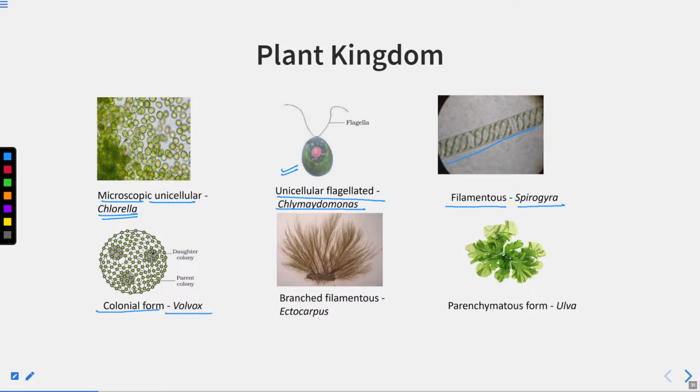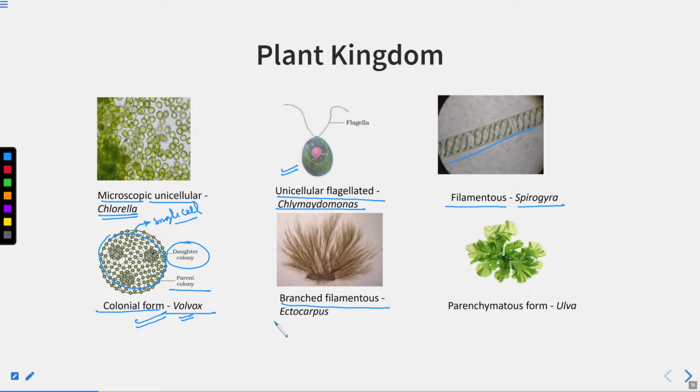Colonial form, volvox. You can see the colony. All these green dot-like structures are single cells, and you can see the number of cells they have. In fact, they have some daughter colonies also, and this one is also called the parent colony. Right? So this is the colonial form, the example is volvox.